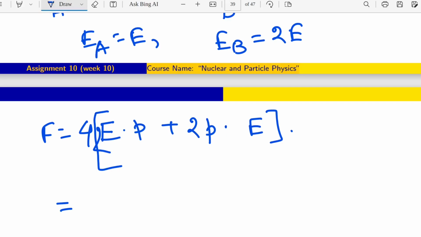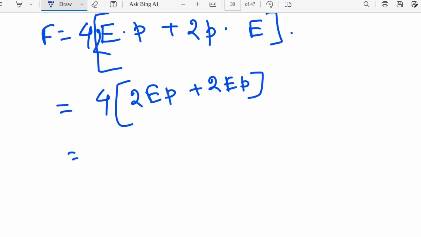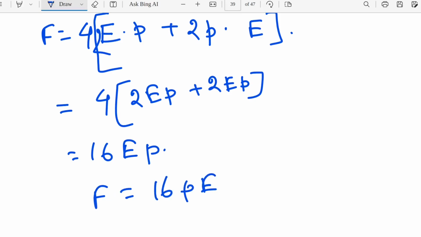Because it is E. I mean EA. So 4 into 2EP plus 2EP. So what will be the answer here? You can see that 4, 2 will come as 4, 16 EP. So the flux density will be 16 PE. This is the correct one.